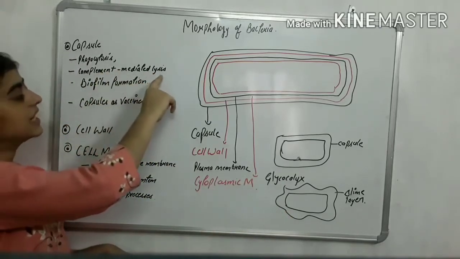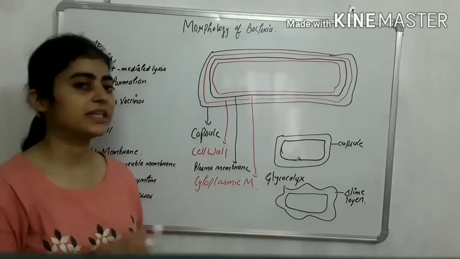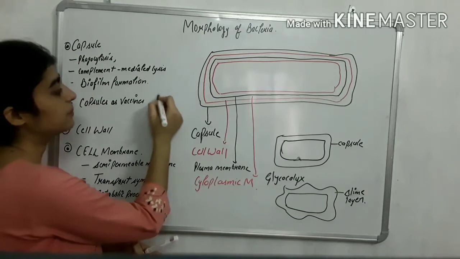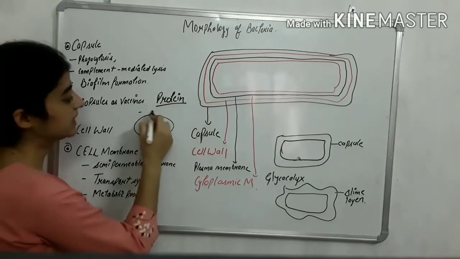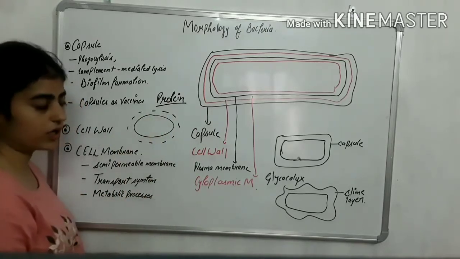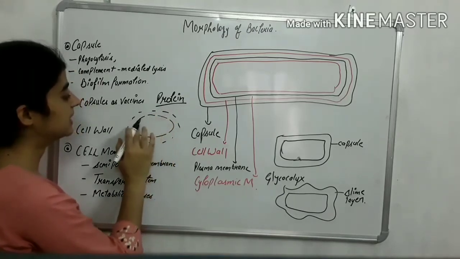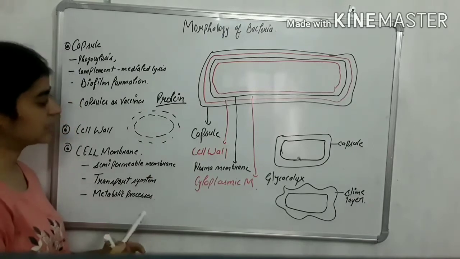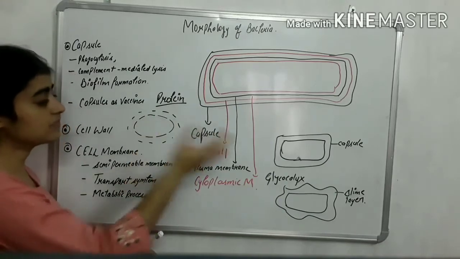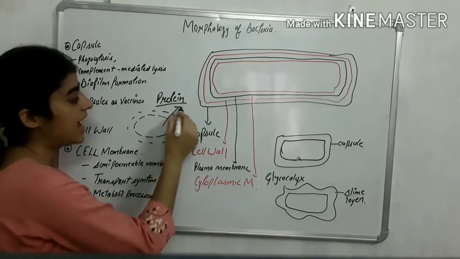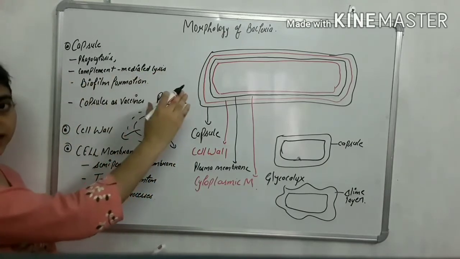Next we have complement mediated lysis. In the human body there are some proteins present, and these proteins are called complement. These proteins will surround the bacteria if it enters the body and make pores in the bacterial cell wall. After making the pores, all the material present inside the bacterial cell will come out and ultimately lead to the death of the bacteria. This is called complement mediated lysis.